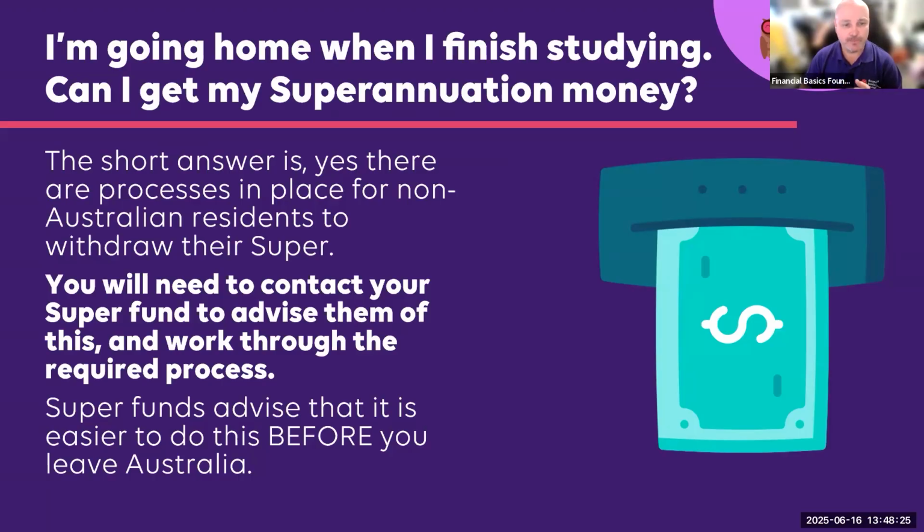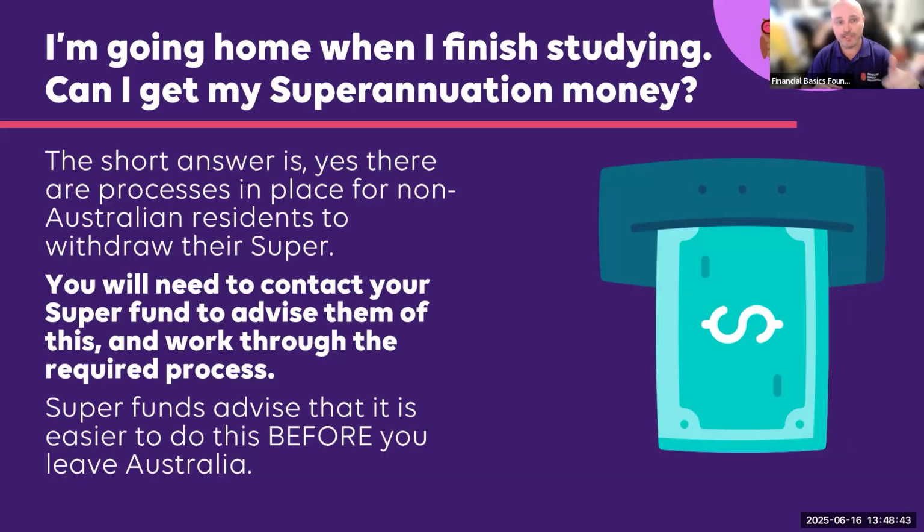But their essentially summary to this question is: a uni student who is working and earning in Australia, when they finish studying, they're going to go home, leave Australia. Can they get access to that money that's in superannuation? And I'll talk about how that gets built up in this little section.